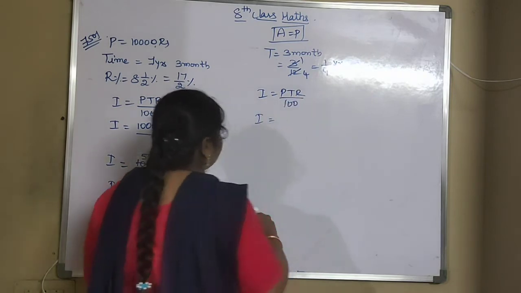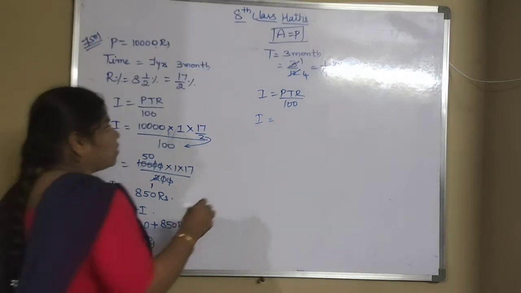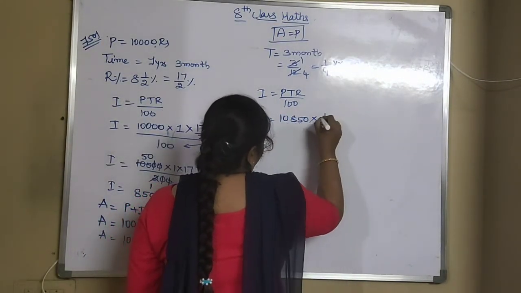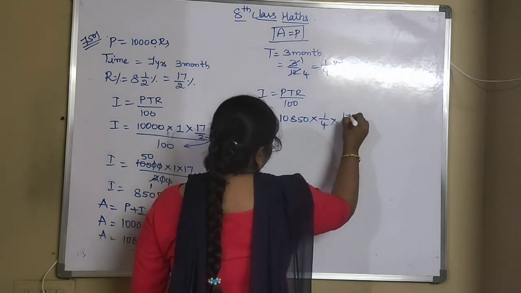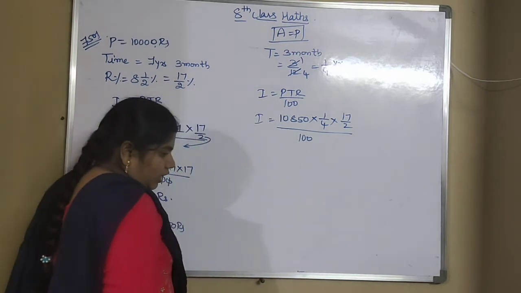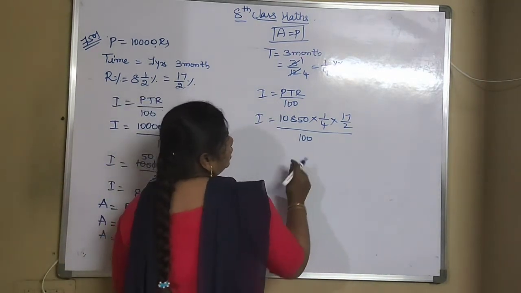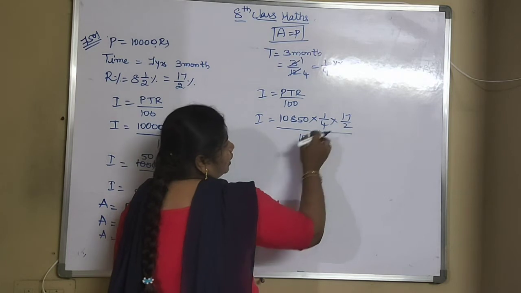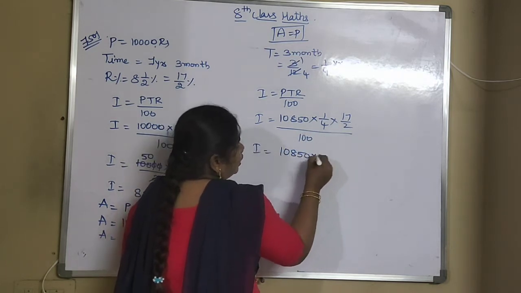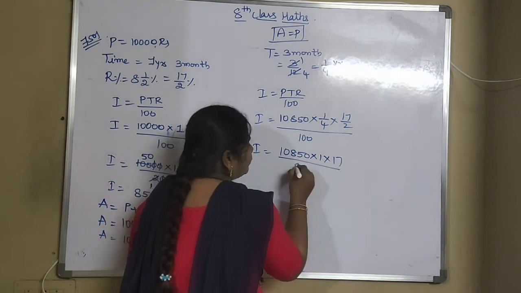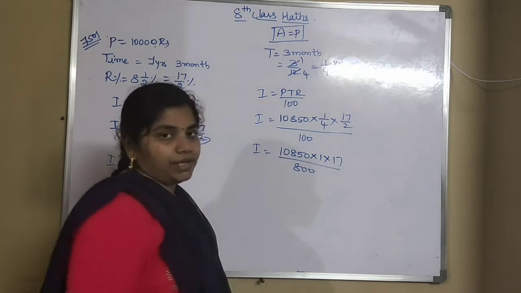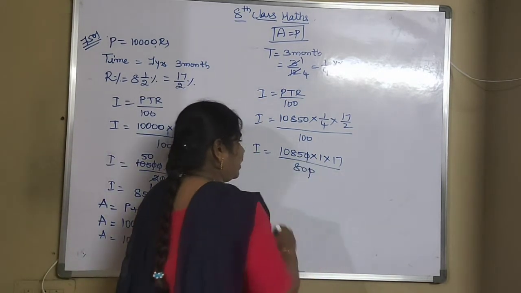Interest is equal to, principal is how much? You got 10,850, into time 1/4. Rate of interest is the same, that is 17/2 by 100. Okay, now cancel the terms. Here 4 2s are 8. So 8 into 100 will be 800. That is 10,850 into 1 into 17 by 800. 4 2s are 8, 8 into 100 will be 800. So here the zeros will get cancelled.